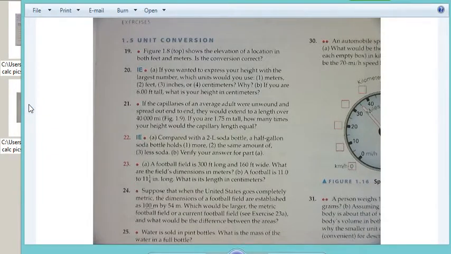So for problem number 19, problem number 19 says, figure 1.8 at the top shows the elevation of a location in both feet and meters. Okay, so there's a figure I'm going to have to show you. It's figure 1.8, and I'll pull that up in just a second. Is this conversion correct? There's a picture, figure 1.8, and it shows the measurement in both feet and meters, and we're asked to double check and make sure that it's correct. So now I just got to find figure 1.8.